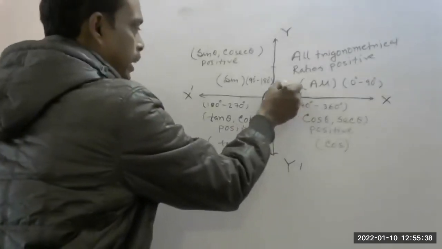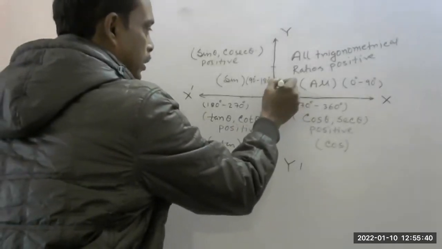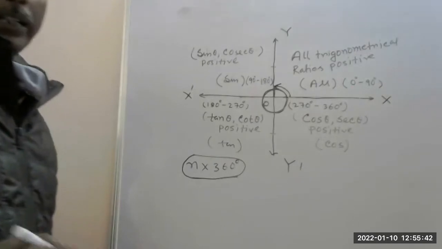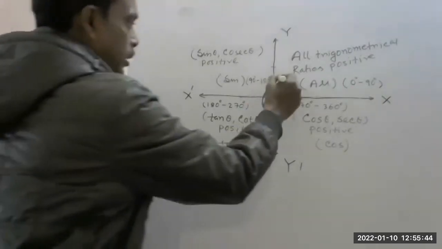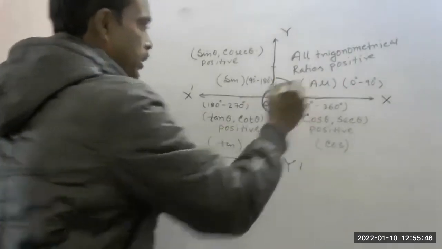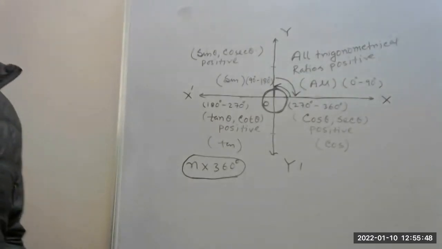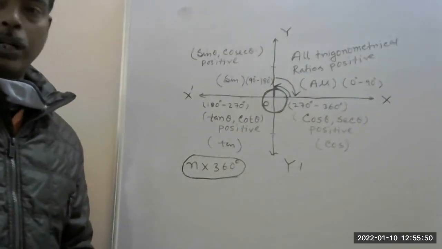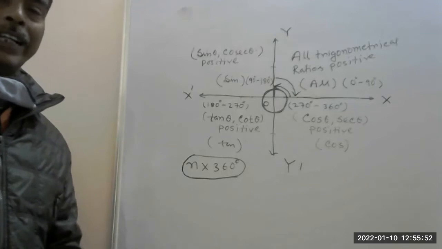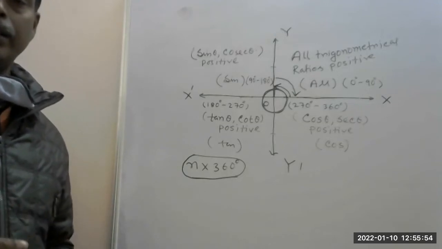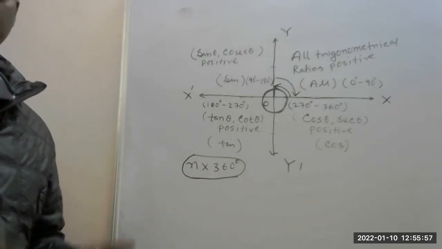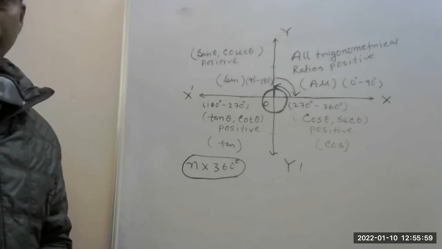Where the angle is taken anti-clockwise, the angle is positive. When it is measured in the clockwise direction, then it is negative. This is the main thing. One single word: anti-clockwise direction, angle formed, that is a positive angle. Clockwise direction, angle formed, it is a negative angle. A very simple one.